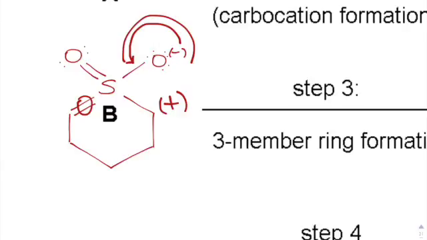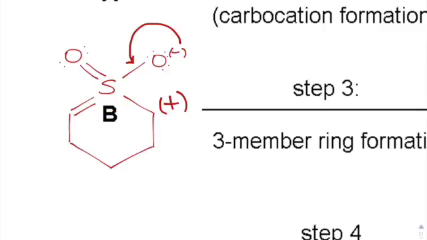Because when we brought down this bond, we created 7 bonds on that sulfur, meaning we're going to have to get rid of another bond. And so that three-member ring formation is actually going to occur with that bond, and that bond is going to reach over to that positive charge.